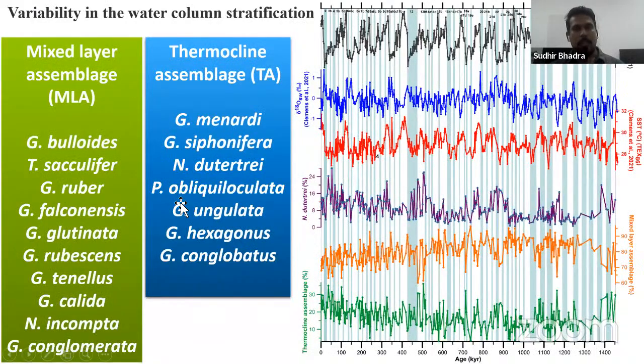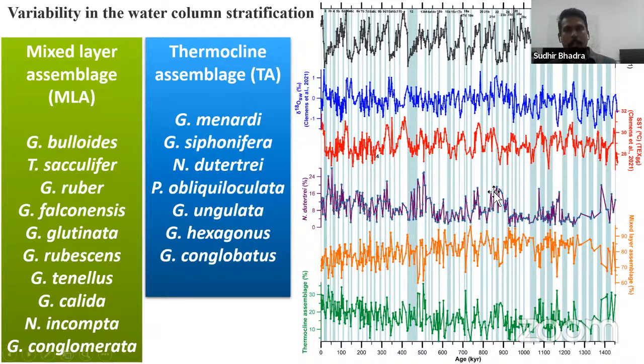So we also looked at the mixed layer and thermocline assemblages. We used these species, Bulloides, Sacculifer, Ruber, and others to create a mixed layer assemblage, and the thermocline species to create a thermocline assemblage. Here is the thermocline assemblage, and here is the mixed layer. What we see is that in the thermocline assemblage, the peaks are mostly during the interstadial times, and low peaks are during the stadial times throughout, and exactly opposite for the mixed layer species. That indicates more stratification of the Bay of Bengal during the interstadial times and less stratification during the stadial times.